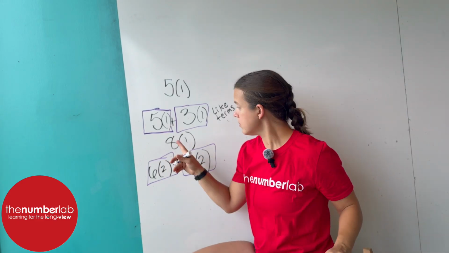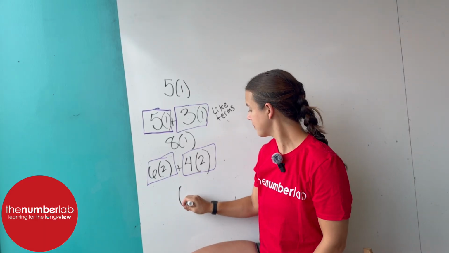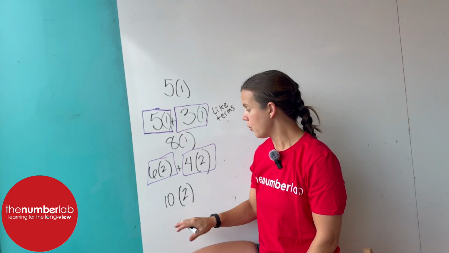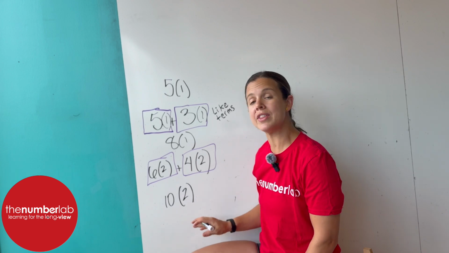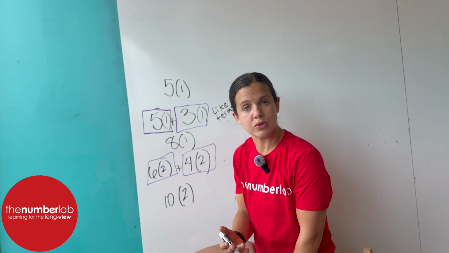Since we have like terms, we can combine them. How many 2's do we have altogether? We have 10 2's. So in this expression, we have 6 2's and 4 2's. Together, that's 10 2's.